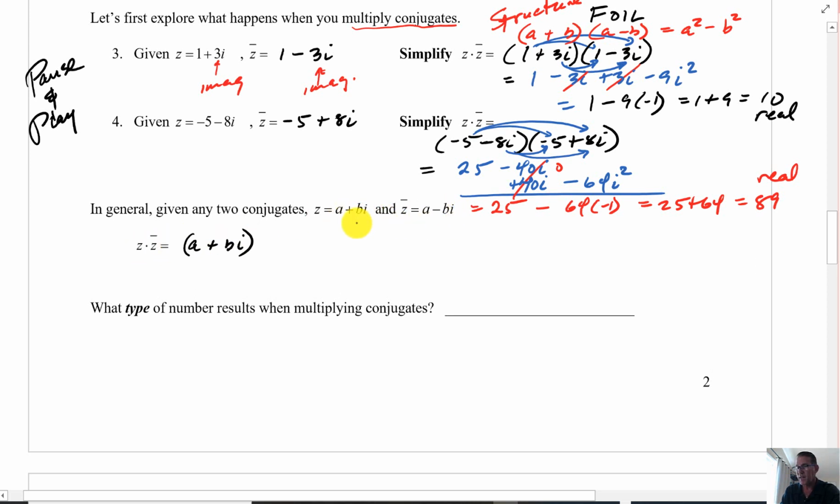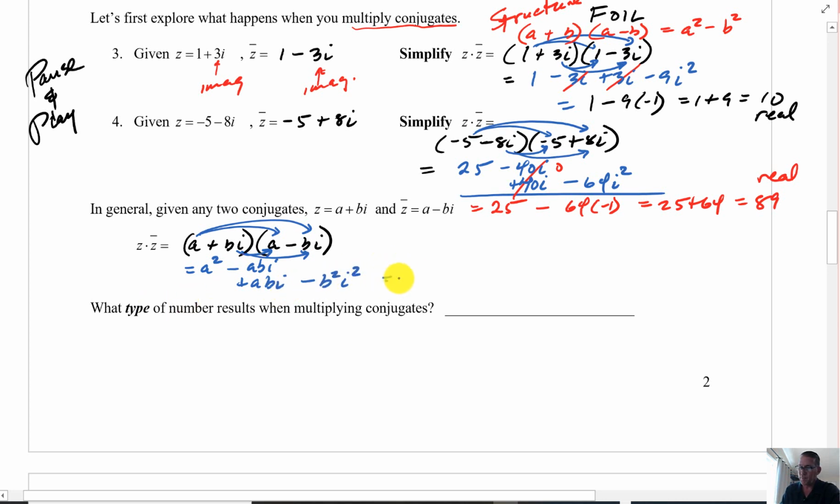Its conjugate is a minus bi, so let's multiply them and see what we get. All right, so here we go. A times a is a squared. A times a negative bi is negative a bi. Inner product here, bi times a is a bi. And then bi times a negative bi is a negative b squared times i squared.